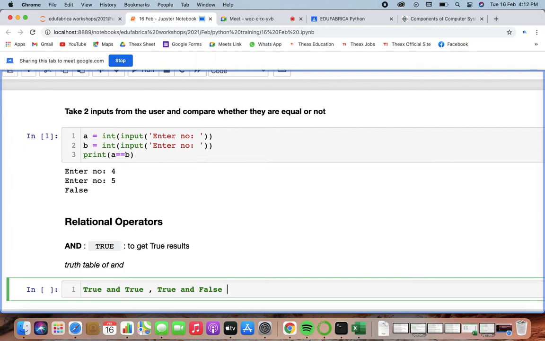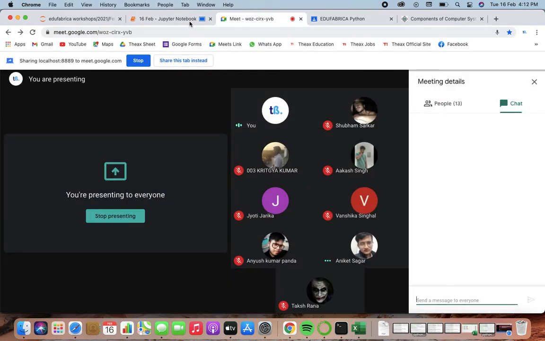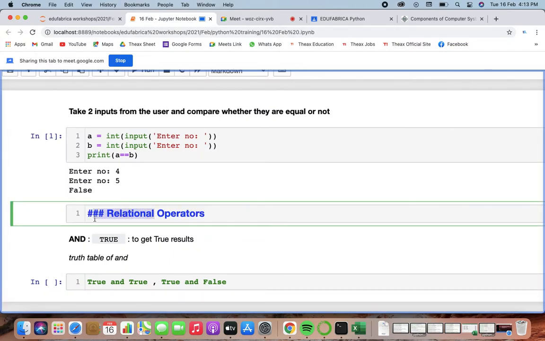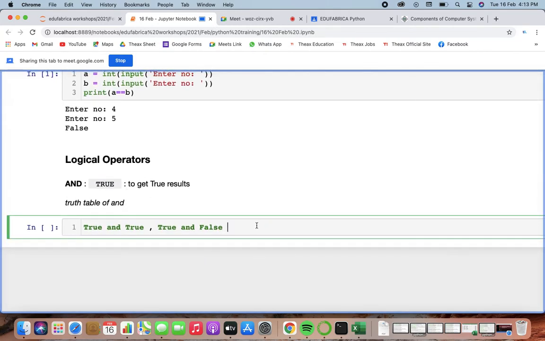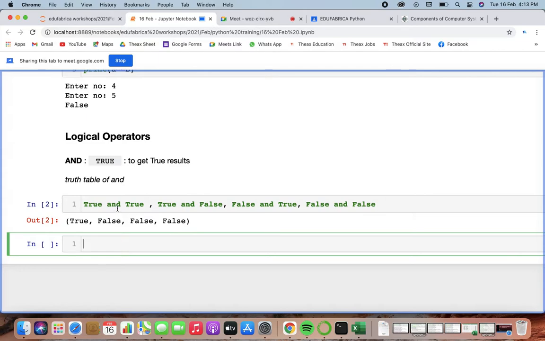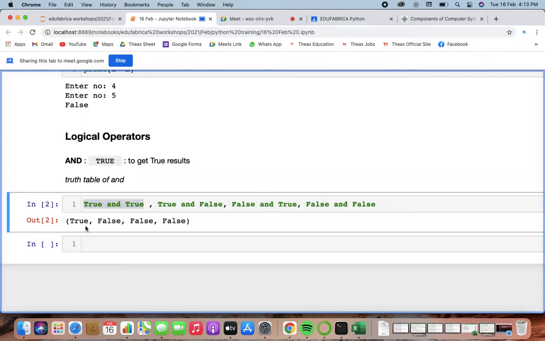So these operators are logical operators. They have some relations between the two conditions, so sometimes they are called conditional operators, relational operators, or logical operators. You can name it that too. So true and true, true and false, false and true, and false and false. Only when the conditions are true on both sides are you going to get a true result. Otherwise, every other condition will give you a false answer.